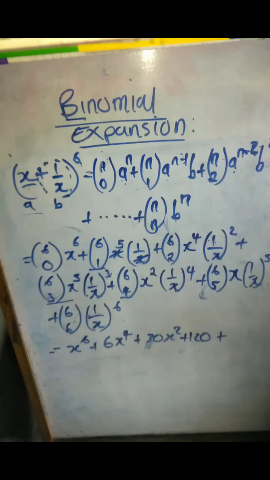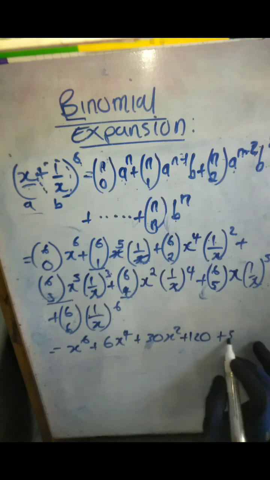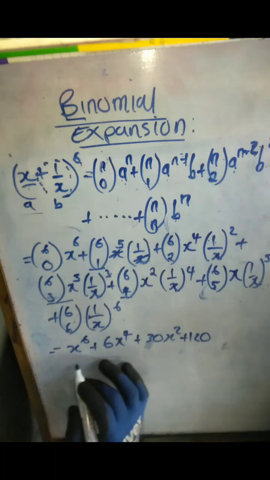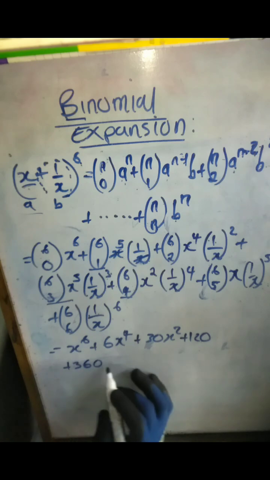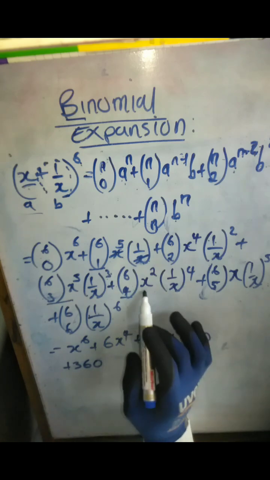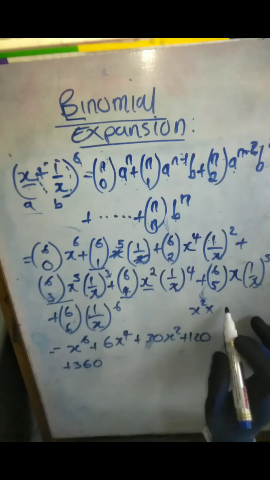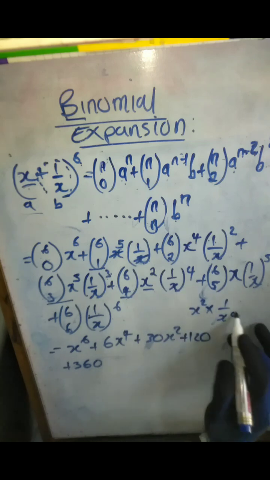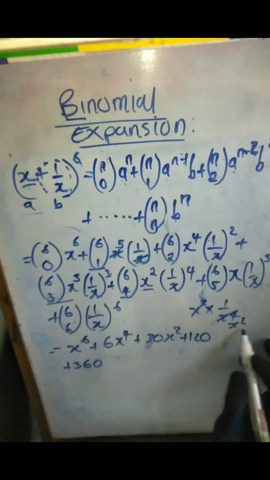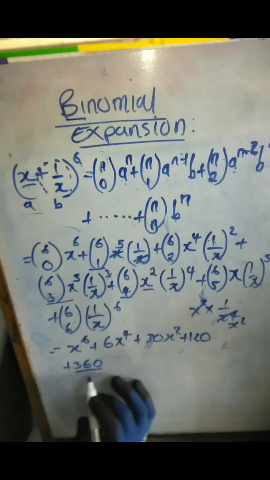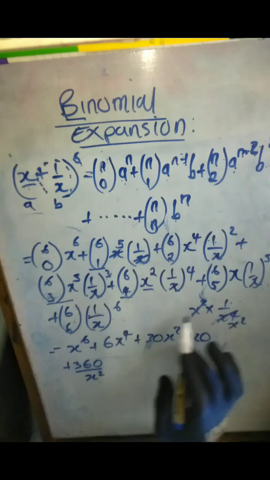Then we come to the other one now, 6 combine 4, we're going to have 360. So I'll write it from here, plus 360. Then let's check now for the x, how they're going to cancel. This is x squared times 1 over x to the power 4, so this will cancel with that, and we remain with x to the power 2 down. So I'm going to remain with 360 over x to the power 2.